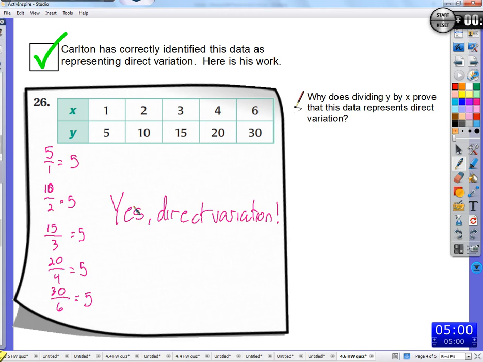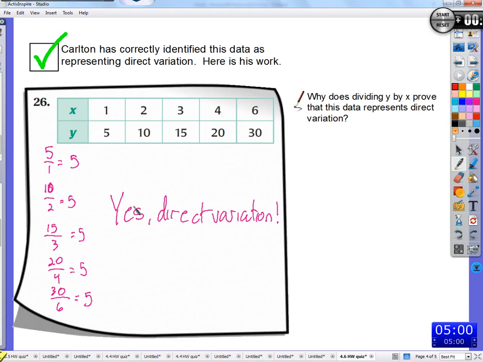So again, take a pen or a pencil and write that down. Write down your response to that. This explanation might take two, maybe three sentences or commas to put it all together. But I kind of have a string of logic that tells us why this would prove that this is direct variation. You might want to chip away at it or just tell us completely.